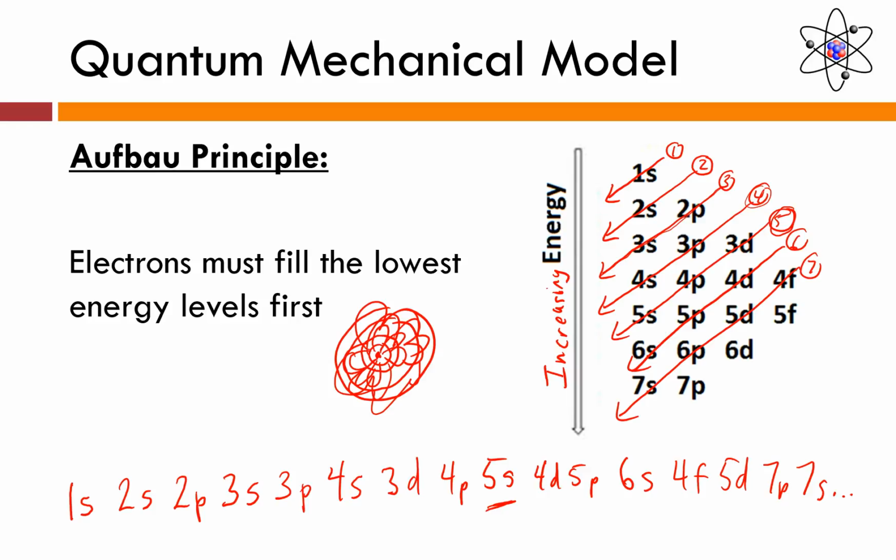I picked up with arrow 6, then I go 4d, 5p, 6s, then that one's finished. Then I go to 4f, 5d, oh, I made a mistake. That should say 6p, and then 7s, so on and so forth.